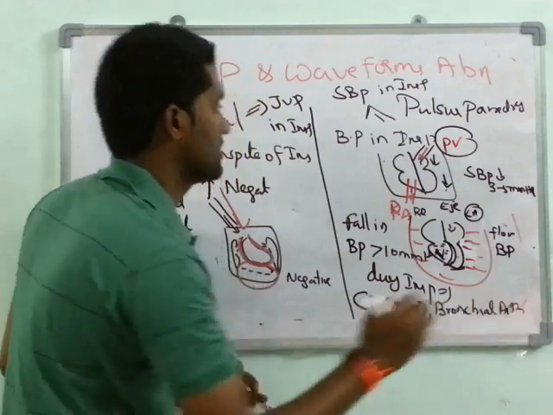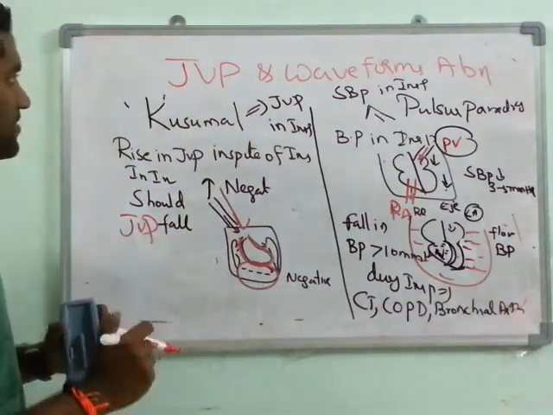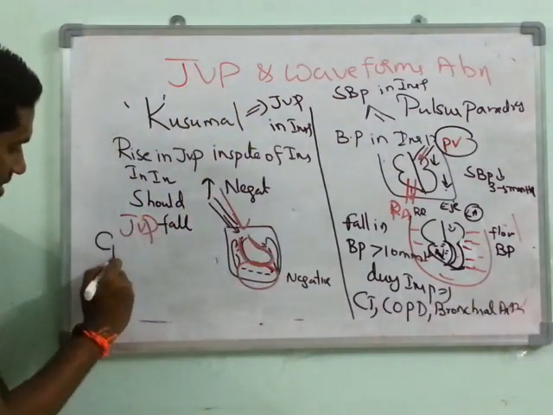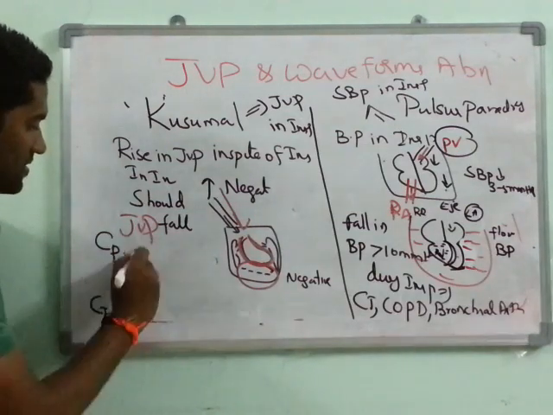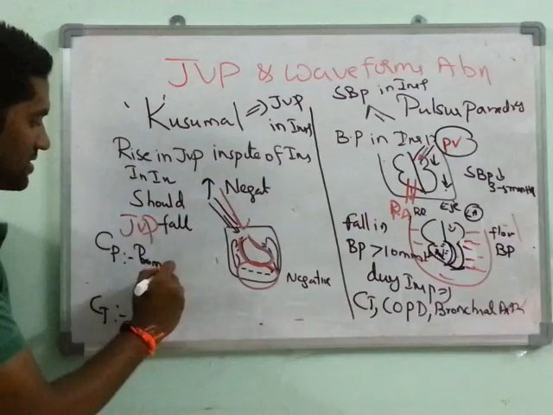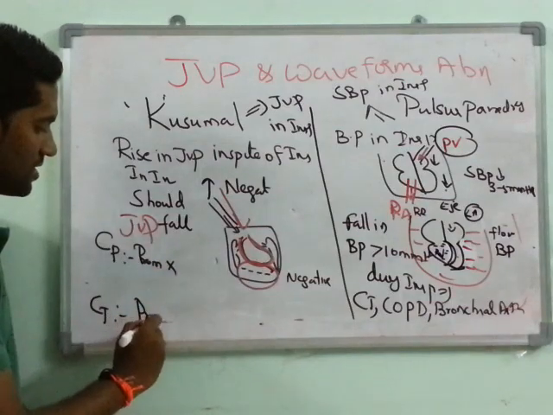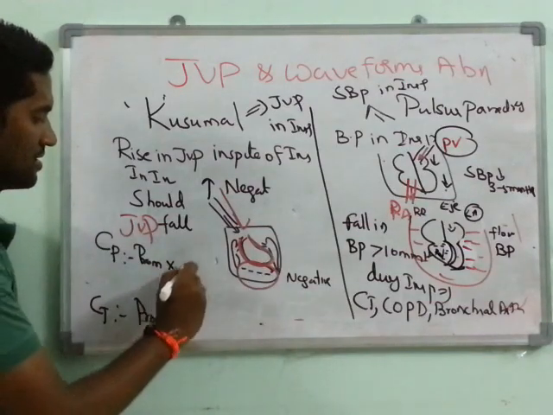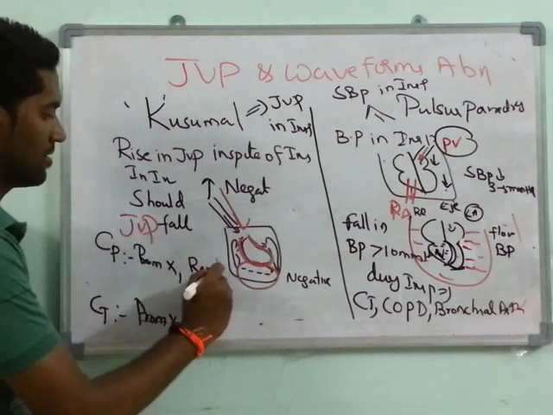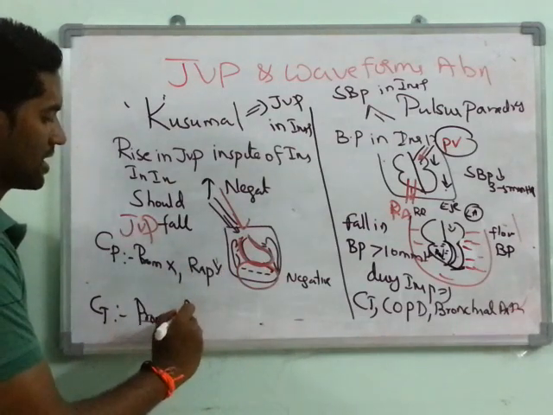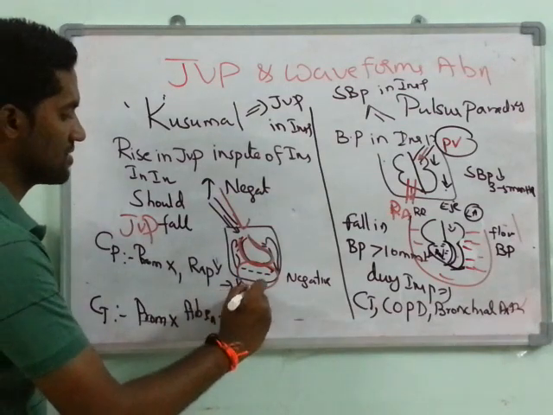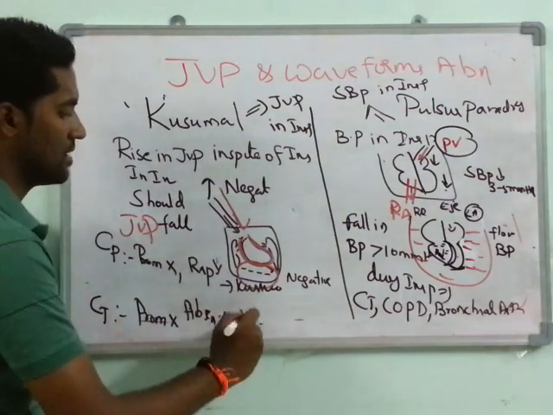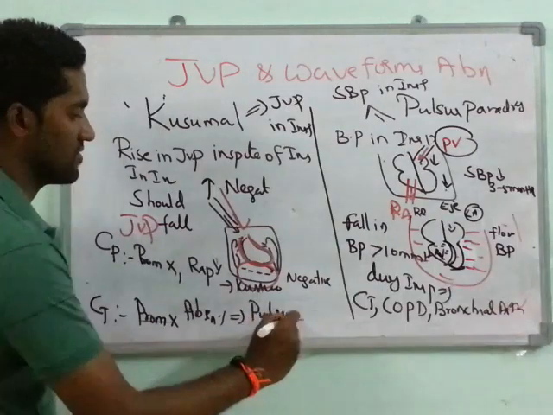So very important. Now let us see the differences between constrictive pericarditis and cardiac tamponade. Constrictive pericarditis: prominent X descent. Cardiac tamponade: prominent X descent. Here, rapid Y descent. Here, absent Y descent. Here Kussmaul sign will be present. Here you can see pulsus paradoxus.